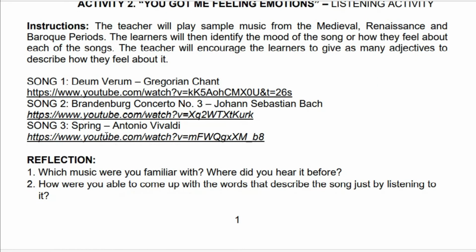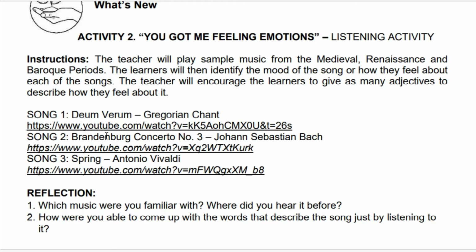Activity 2. You Got Me Feeling Emotions, a listening activity. Instructions. The teacher will play sample music from the medieval, Renaissance, and Baroque periods. The learners will then identify the mood of the song or how they feel about each of the songs. The teacher will encourage the learners to give as many adjectives to describe how they feel about it.